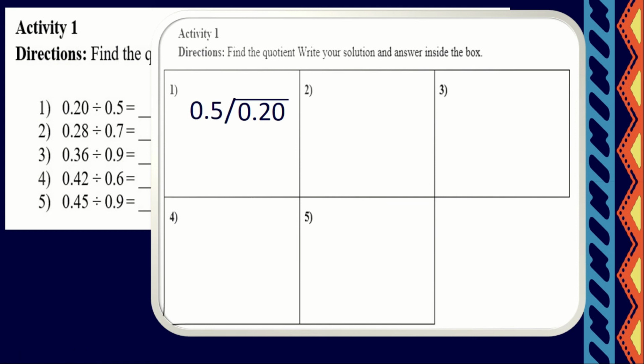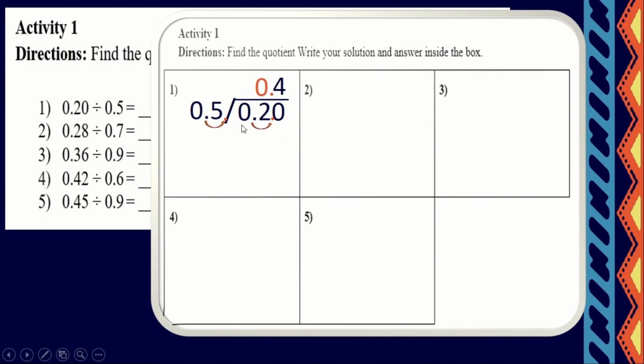So as I told you before, we have to make the divisor a whole number. So we will move the decimal point once. So this will be 5. Since we move once in the divisor, we will also move once in the dividend. So we have 2.0. 2 divided by 5 cannot be done, so we will use 20. So your answer will be a decimal number.